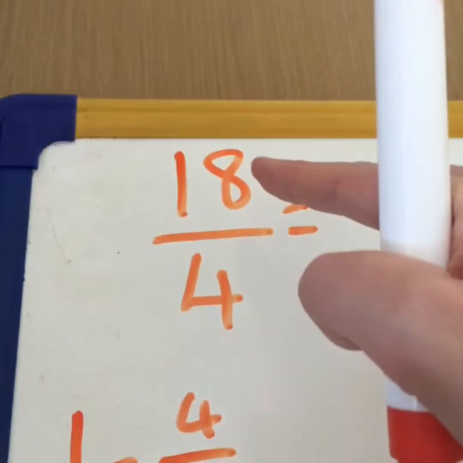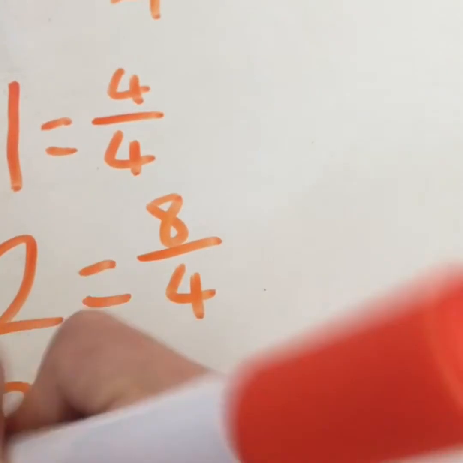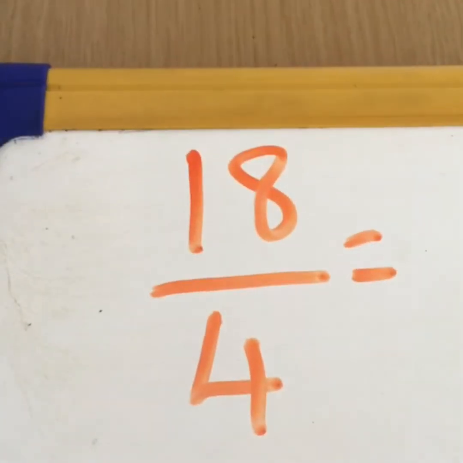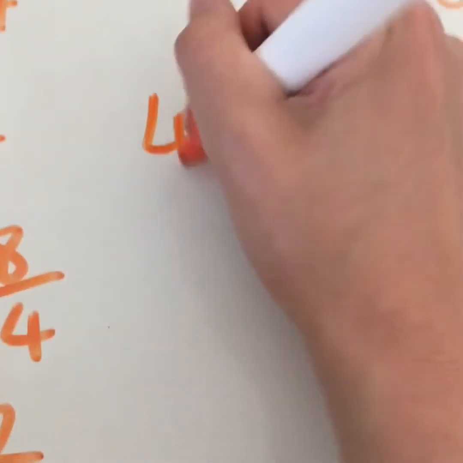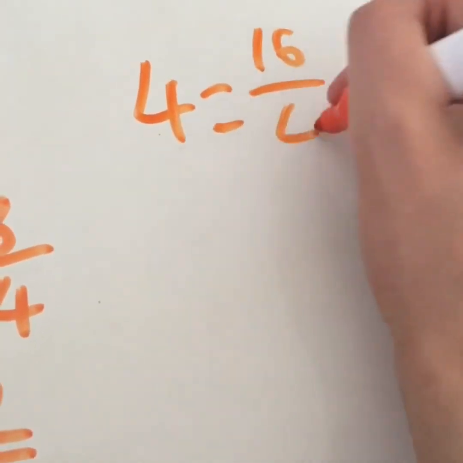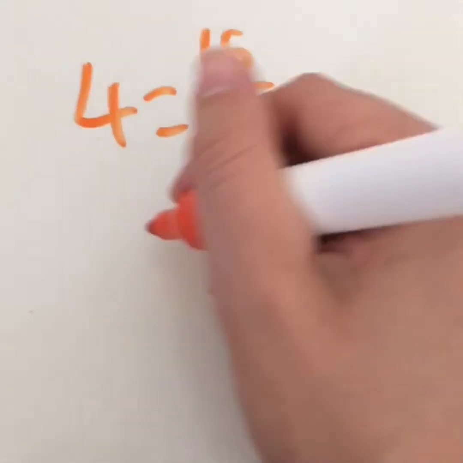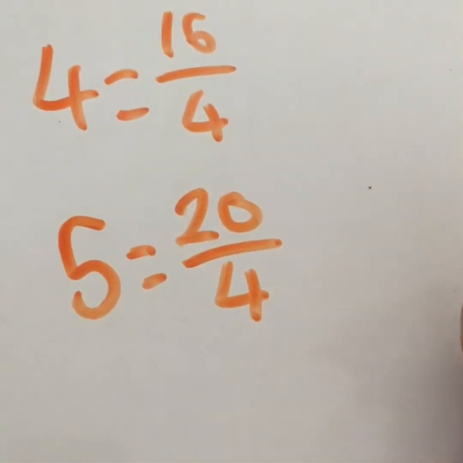If I had 18 quarters, could I make 2 wholes? Yes, I could. 3 wholes then is going to be 12 quarters. Could I make 12 quarters? Yes, I could. So I could make 3 wholes. 4 wholes is going to be the same as 16 quarters. Have I got enough to make 4 wholes? Yes, I have. For 5 wholes, I'd need 4 times 5, which is 20 quarters.